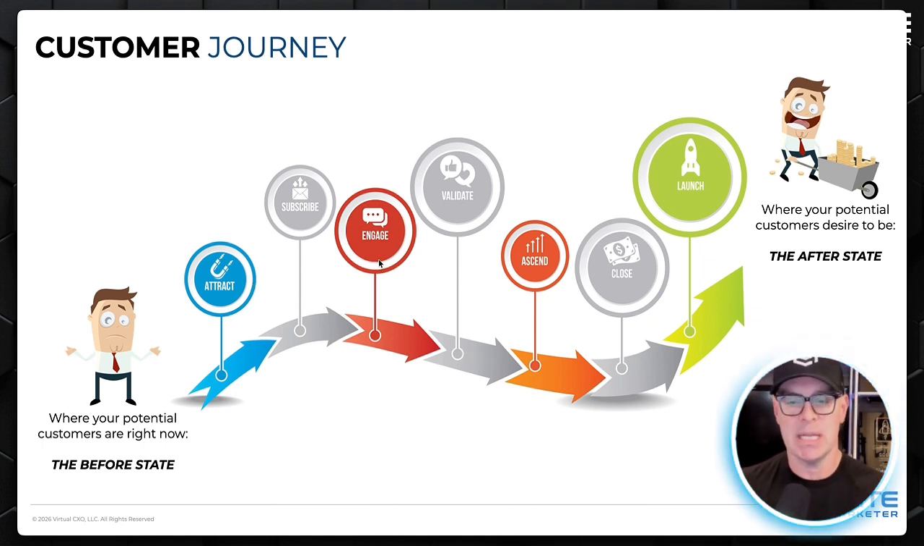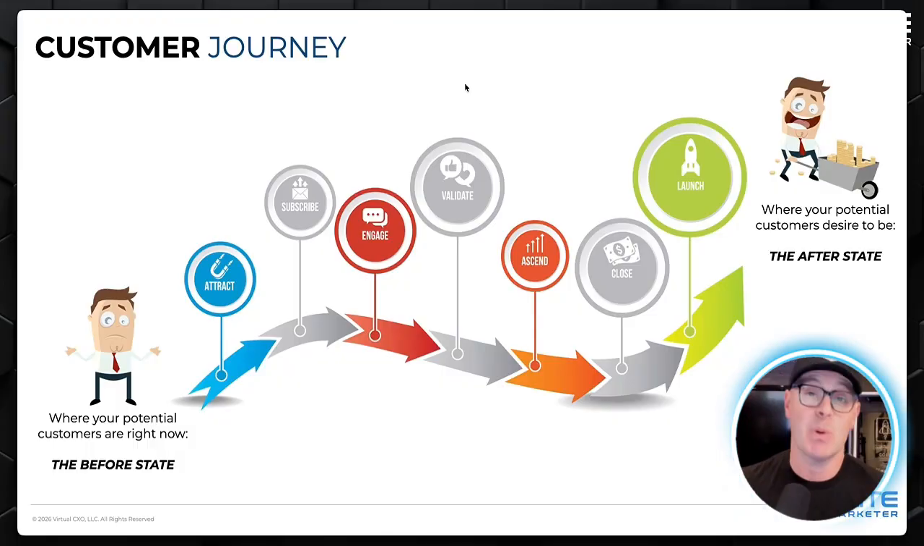Then there, of course, is the engagement stage, where you're having back and forth engagement, either through messaging or communication. They're opening your emails, that type of thing. The validation stage is some sort of video or interaction, could be webinars. The ascension stage is probably a sales call. Then, of course, your close, and then you launch them into your business. So that's the journey. And we're going to be talking about these first two stages of the customer journey, the attraction and the subscribe stage, because that's where we generate the leads.